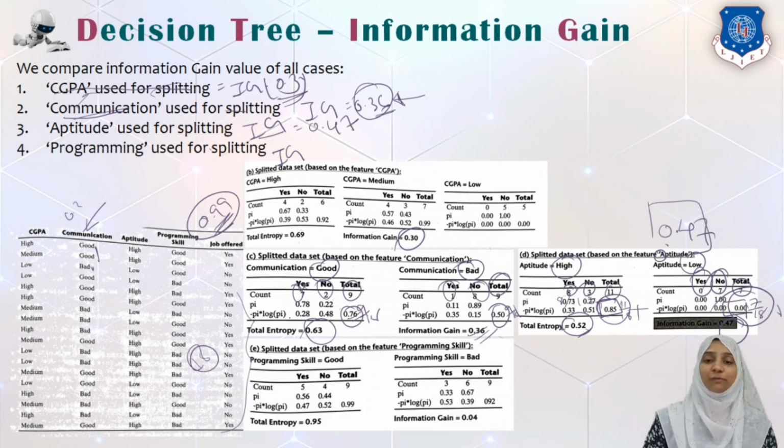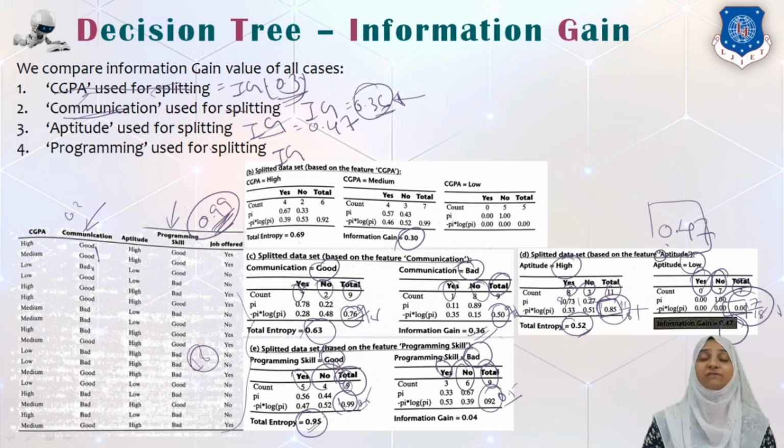Moving forward, the next attribute that we can consider is programming skill. Within programming skill, we can have two different partitions: one partition for good programming skill and another for bad programming skill. And that value turns out to be 0.95. The difference between 0.99, that is the entropy before partition, minus the entropy after partition, which is 0.95, turns out to be 0.04.